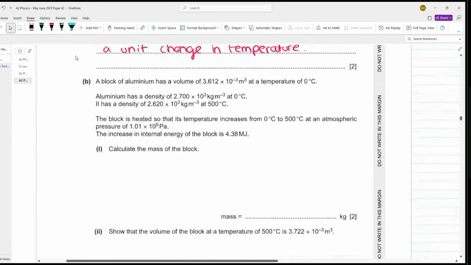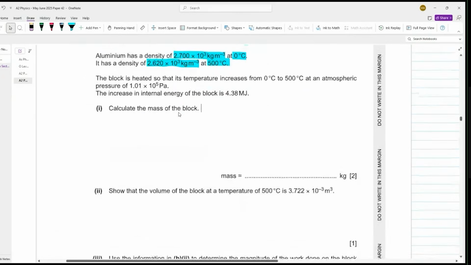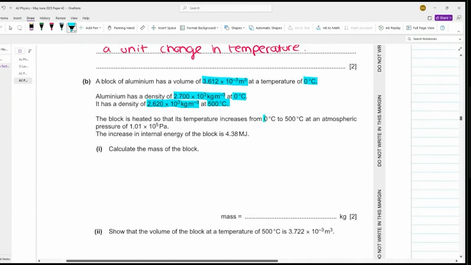Okay. A block of aluminium has a volume of this. बेटा एक block of aluminium है जिसका volume ये है. Is at a temperature of 0 degree centigrade. Okay. Aluminium has a density of this at 0 degree centigrade. Perfect. Aluminium has a density of 2.6 into 10 raised to the power of 3 at 500 degrees centigrade. Okay, let's highlight that as well. The block is heated so that its temperature increases from 0 to 500 degrees centigrade at an atmospheric pressure of 1.01 into 10 raised to the power of 5. The increase in internal energy is 4.38 megajoules. Okay. You have to calculate the mass of aluminum.